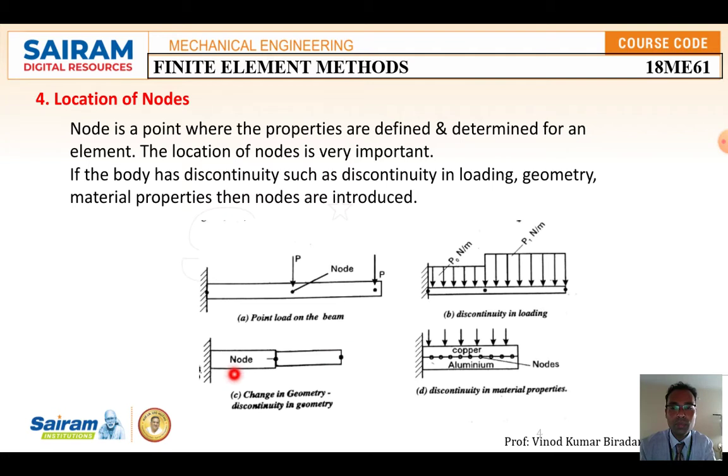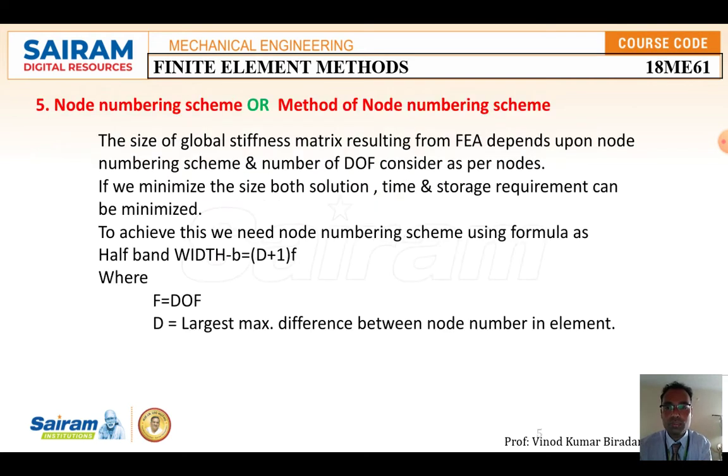Again here, this is a stepped bar system. Here are node one and node two, the connected joints, and we introduce a node there. Here also, this is a discontinuity in material properties: a copper aluminum plate, a combination of two materials. Here there is force one, two, three, four, five. Where forces are acting, you have to introduce a node. That is the location of a node. From this you understand that where a discontinuity exists, we use a node. This is about the location of node.